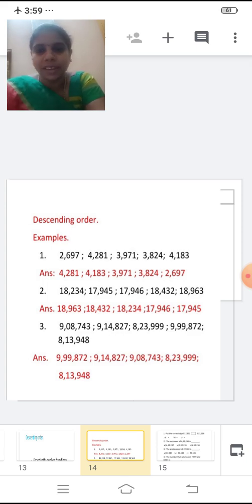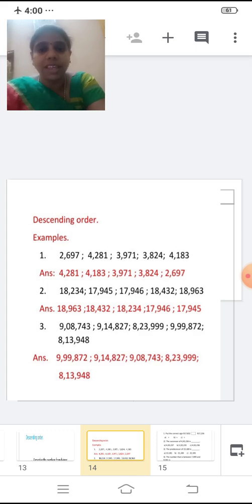18,963. Then in the first number and fourth number, the first number has 2 in the hundreds place and the fourth number has 4. Which is bigger, 2 or 4? 4, right? So 18,432. Then 18,234. Then we have 17,000.